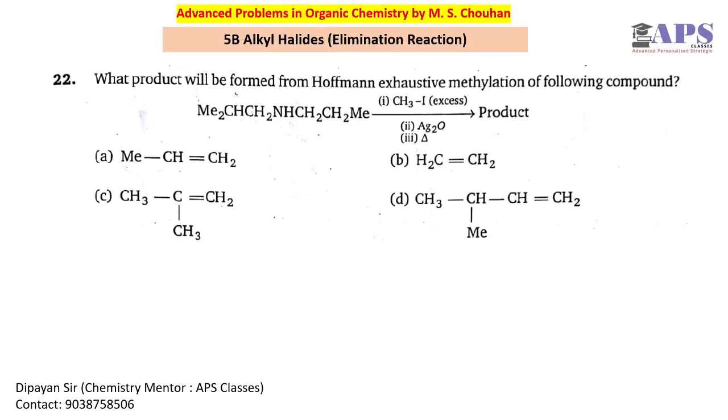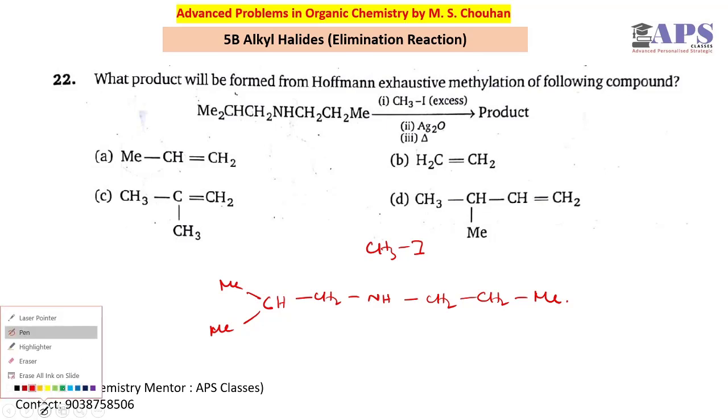Moving forward to question number 22, again we have to perform the Hofmann exhaustive methylation process. The molecule is like this: C with two methyl groups, one hydrogen, then CH2, then NH, CH2, CH2, Me. And we have CH3I here. Initially an SN2 reaction takes place, and we have CH3 plus this kind of situation.